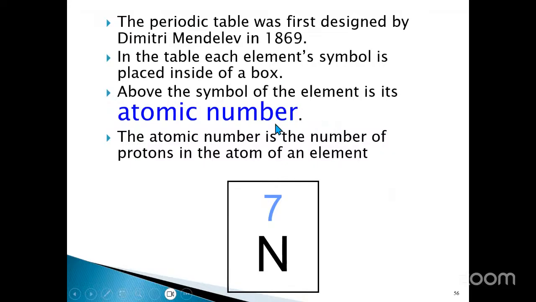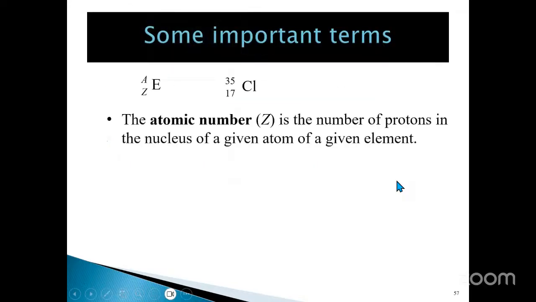The first one we're going to talk about here is the atomic number. The atomic number, by definition, is the number of protons in the atom of an element, right? So each element has its own unique atomic number. For example, sodium is the only element in the periodic table with atomic number 11, or phosphorus is the only element in the periodic table with atomic number 15, all right?